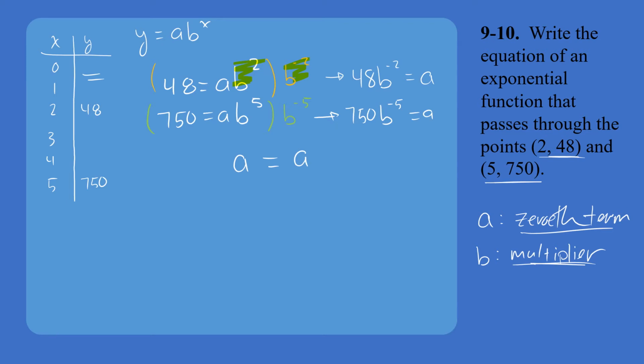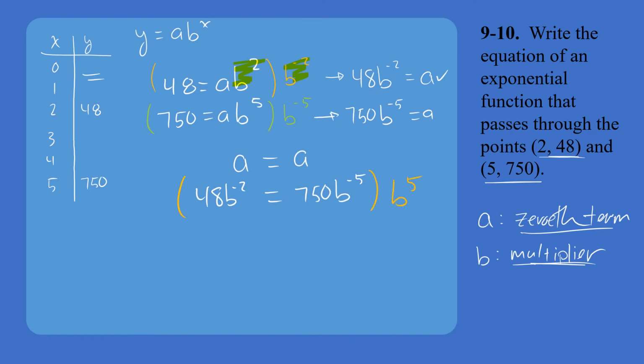So this first equation says a is 48 times b to the negative 2nd. So I've got 48b to the negative 2nd, and the other expression is 750 times b to the negative 5th power. Okay, great. Let's get rid of our negative exponents, and I'm going to do that by multiplying both sides of this by b to the 5th power.